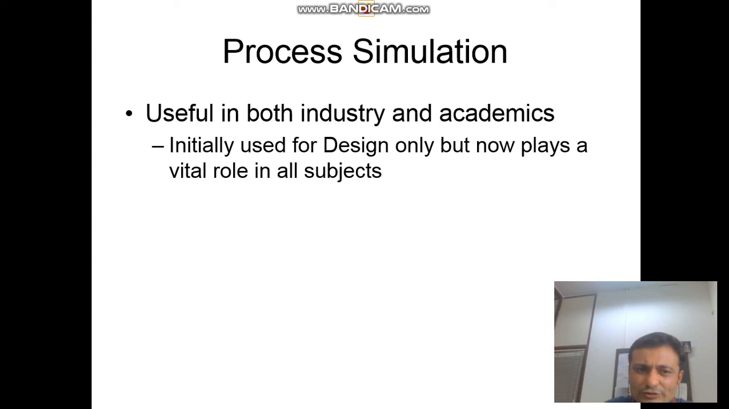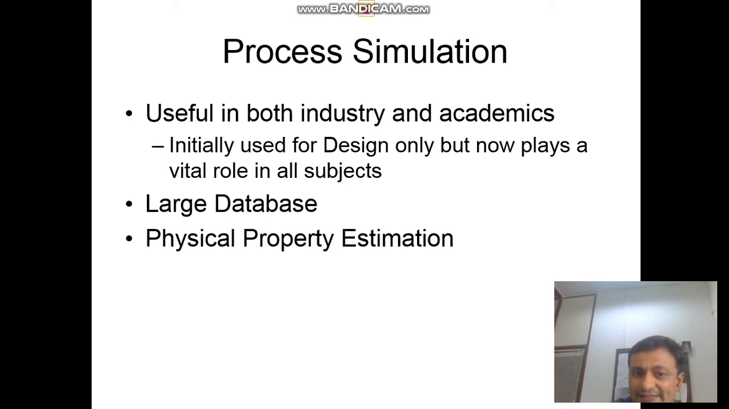Then let us talk something about process simulation, and then we'll wind up this particular video. It was used in both industry and academics, but initially it was used only for design purpose, no other role. All other courses were not touching simulation. However, now things have changed because it has got a large database. It can have physical property estimation, so you can use it in almost every particular course. You can use it in fluid flow, you can use it in heat transfer to explain what is happening within the particular process. So you can see the effect of one variable on the other variables, and all those things are added, and as we proceed further you'll be able to see that. So now process simulation is an integral part of chemical engineering. You cannot have a course of chemical engineering without a process simulation.